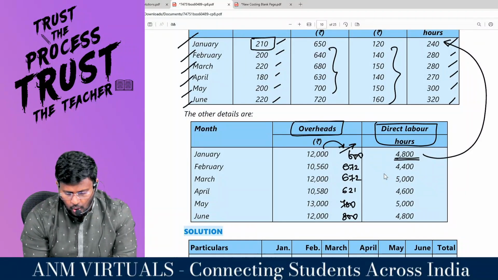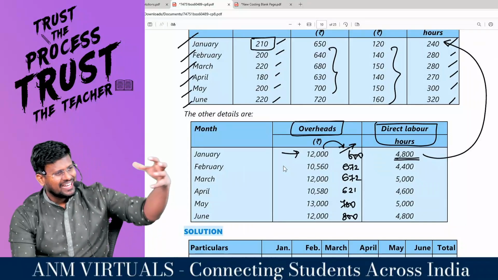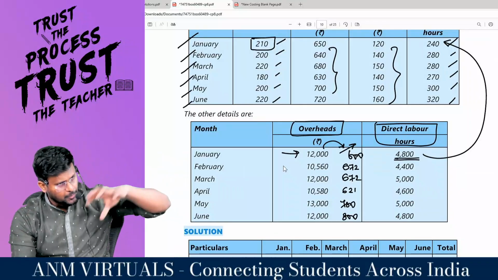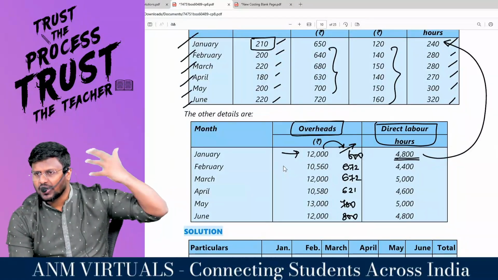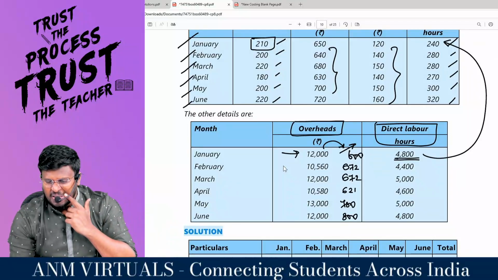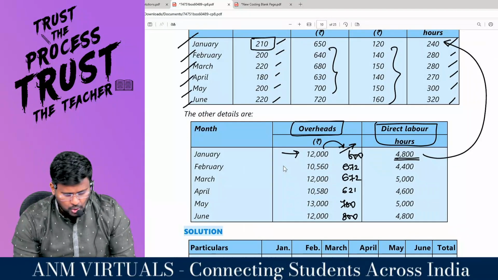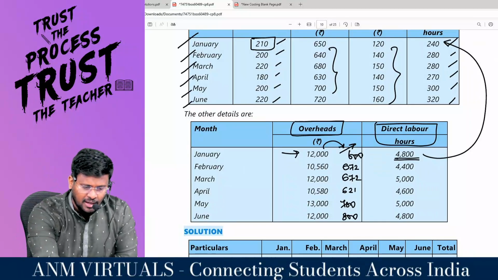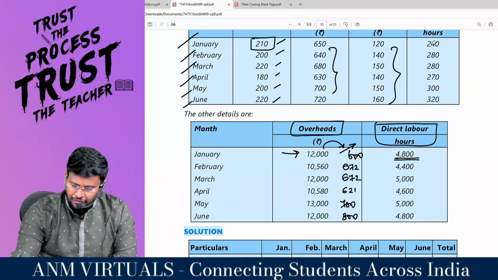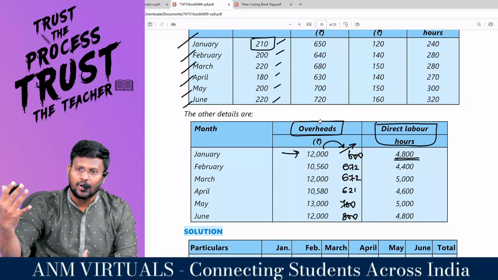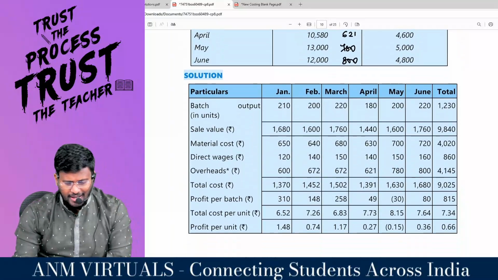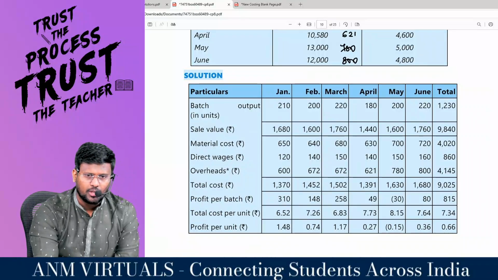Comfortable? So out of 12,600, 600 has been allocated or absorbed to this product. Like that, so many other products are also manufactured in the factory. So 12,000 minus 600 comes to 11,400, which will be absorbed in a similar fashion to the other products. Comfortable? So I'm going to calculate the cost per unit and the profit.